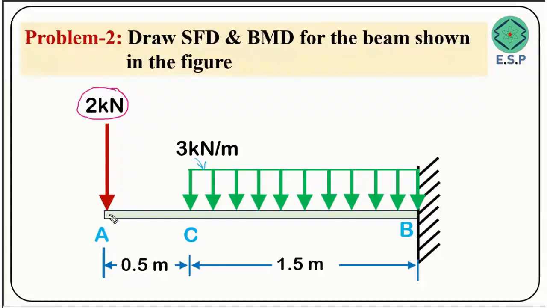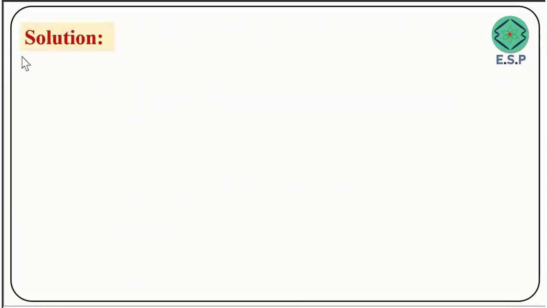that is point A. Distance between point A and C, this much length from point A to C is 0.5 meter, while this much length from point C to B is 1.5 meter. So the overall span of the beam is 2 meters. Now we have to draw shear force and bending moment diagram for this particular beam. Okay, so let's see how we can proceed further to find shear force and bending moment diagram. So here we will start with the solution.